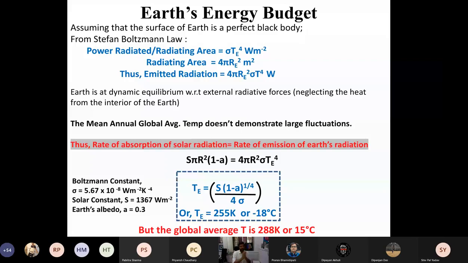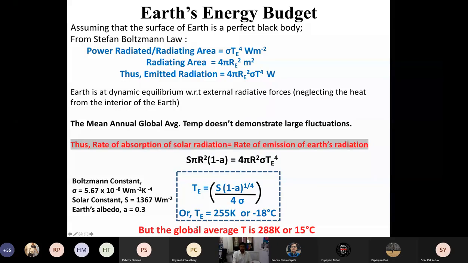So if there is an increase in temperature, we have to say that the amount of radiation received has to be greater than emitted. If there's a decrease, then the rate of emission has to be higher than the rate of absorption. Now, we know that the incoming solar radiation is S0 pi r square (1 minus A), whereas the outgoing is 4 pi r square sigma T to the power 4. Then we can calculate the average temperature of the Earth to be around 255 Kelvin or minus 18 degrees Celsius.